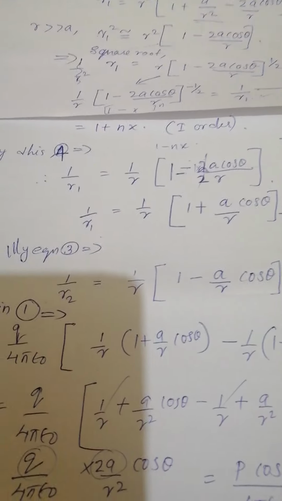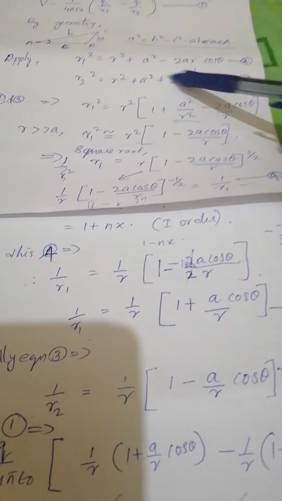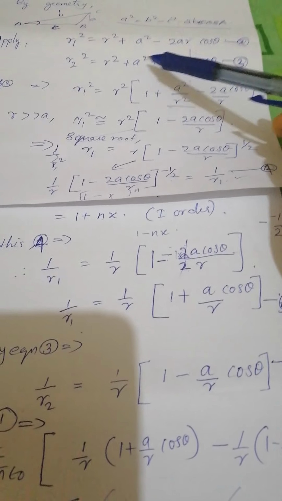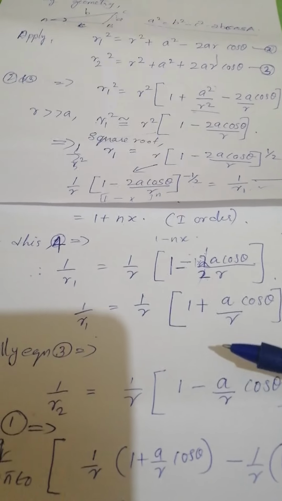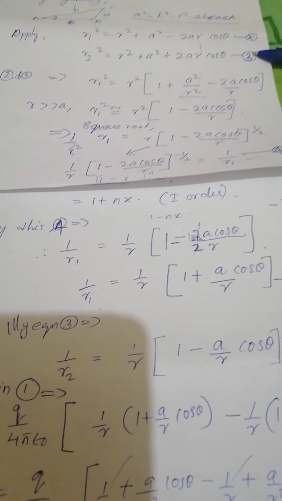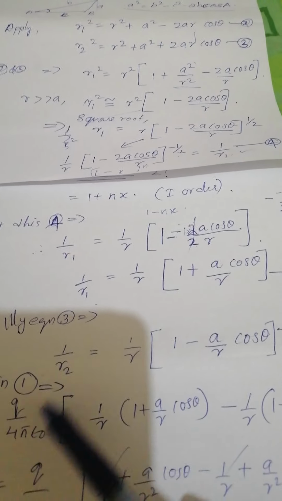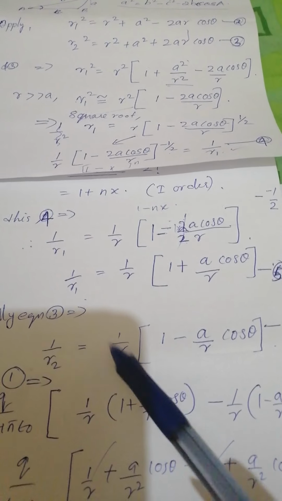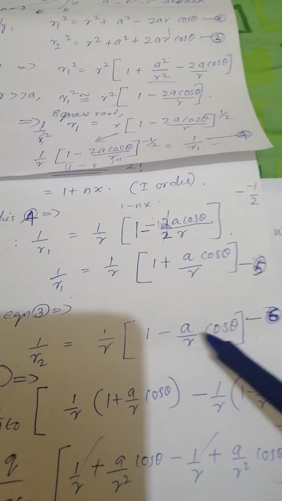Similarly, we have derived this equation from equation 2, isn't it? Similarly, the second equation, that is r2 square is equal to r square plus a square plus 2ar cos theta, can also be changed using the binomial theorem. So another equation we will get, that is equation 3. This one can be changed exactly like this. That is, equation 3 will become 1 by r2 is equal to, similar to this one, 1 by r into 1 minus a by r cos theta.